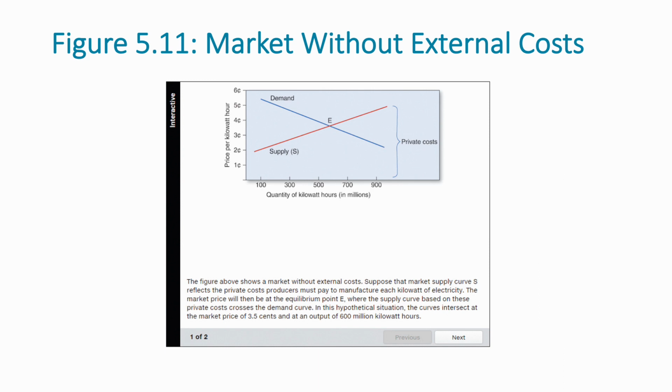This figure is an example of a market without external costs. It's a very standard supply and demand curve, and the market curve reflects the private cost producers must pay to manufacturers for each kilowatt of electricity. The market price will then be the equilibrium point E, right? We've already talked about this in previous materials, and the supply curve based on these private costs crosses the demand curve. In a hypothetical situation, the curves intersect at the market price and with an output of a certain kilowatt hours. And so basically, again, this works very similar to the supply and demand curves that we've talked about already.